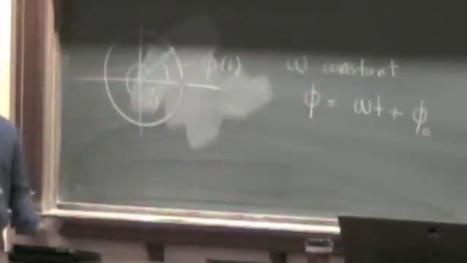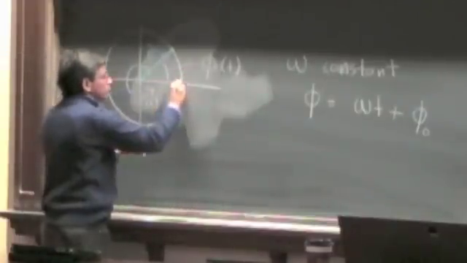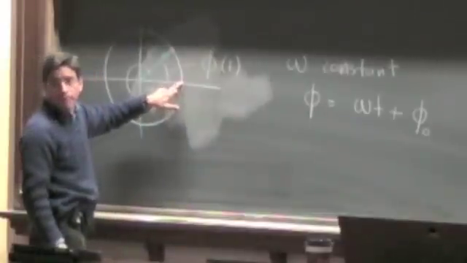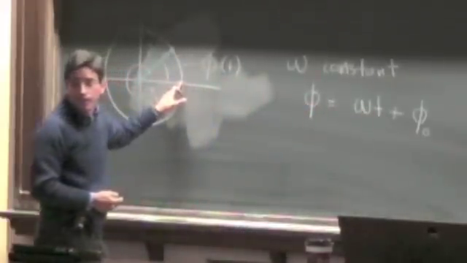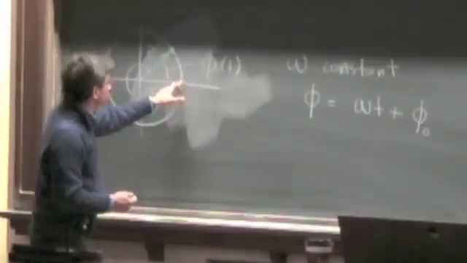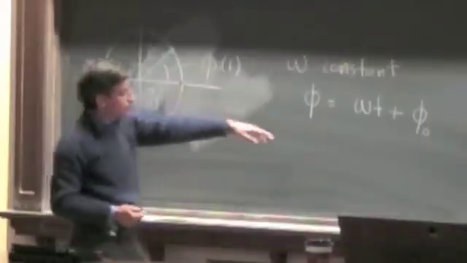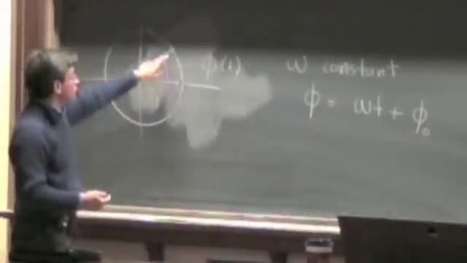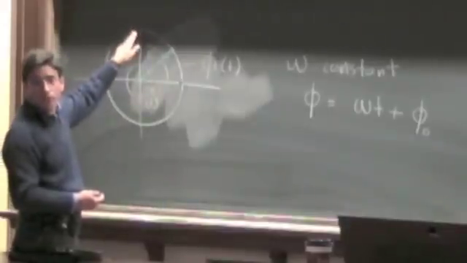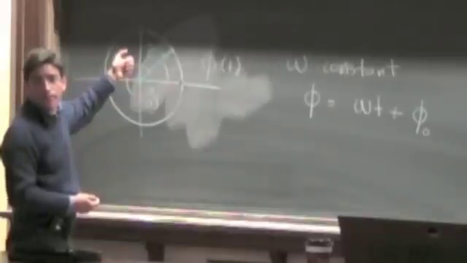Why do I need to add an initial phase there, an initial angle there? Well, at t equals 0, I don't know if I'm always going to be able to start with the object right here, right? Which would be the case when phi equals 0. Not necessarily. So in general, you're going to have a different phi 0 depending on where the object was in the circle when you started your time.